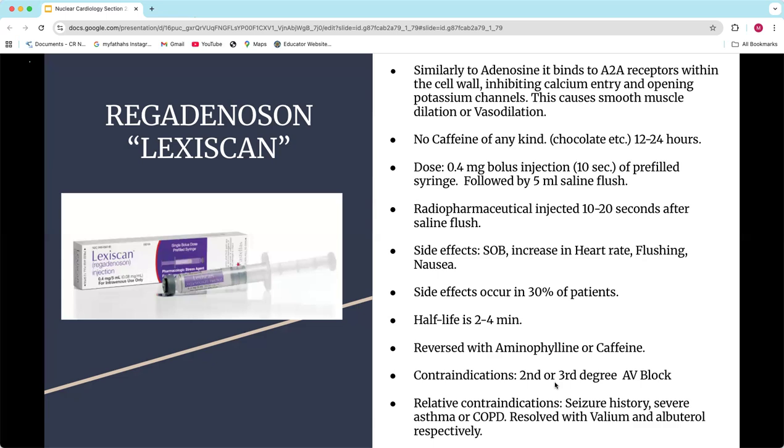Now, first degree is okay, and if you remember what first degree is, it's where there's a lengthened time period between the P wave and the QRS. But each P wave is still firing off a QRS, it's just slowed. That one's okay. But when we get to anything where they're starting to get dissociated, and you can go back and look at those blocks, then we can't give Lexi.